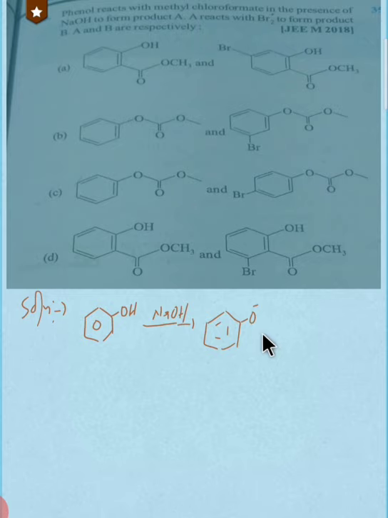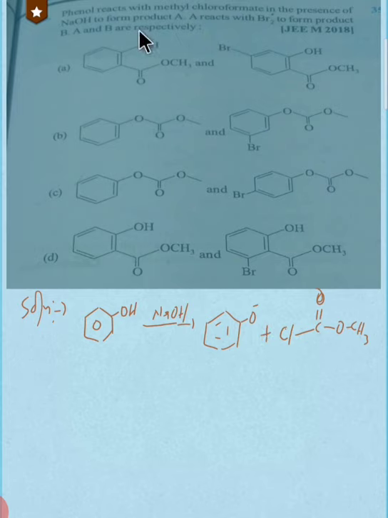And this phenoxide ion will react with methyl chloroformate. In presence of base, acid-base reaction will take place first, before the nucleophilic substitution reaction. This phenoxide ion will act as a nucleophile, sorry, to react with this methyl chloroformate.